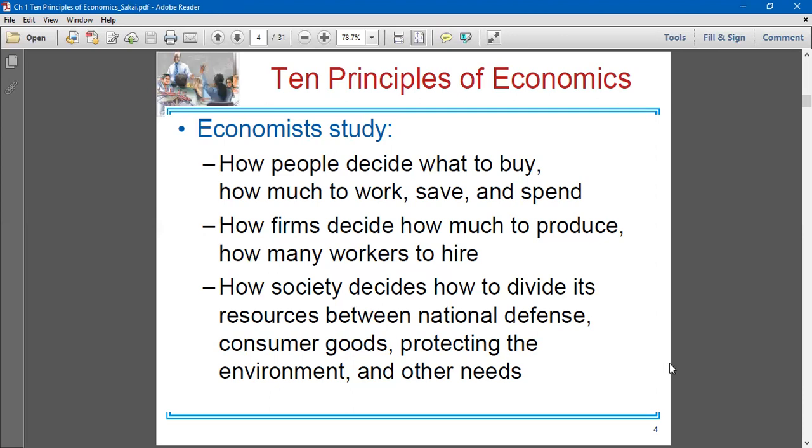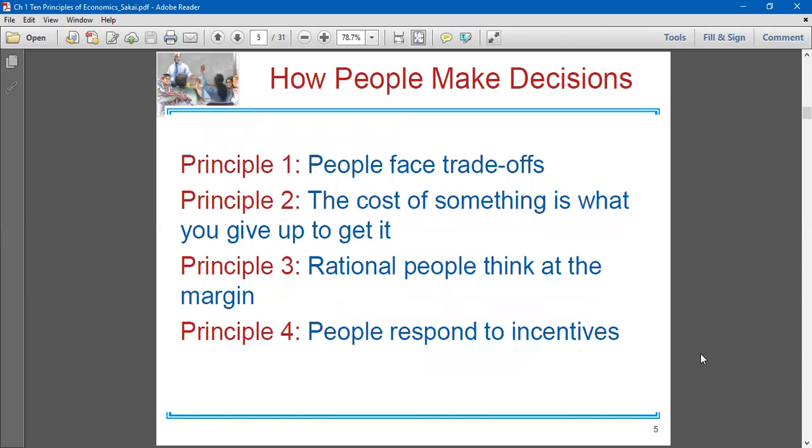Okay, so that is something that economists also try to study. Now we want to look at the 10 principles. So we'll take each principle, then we try to understand the principle. Now, the first principle is that people face trade-offs.